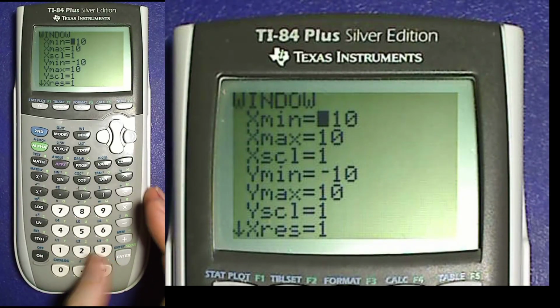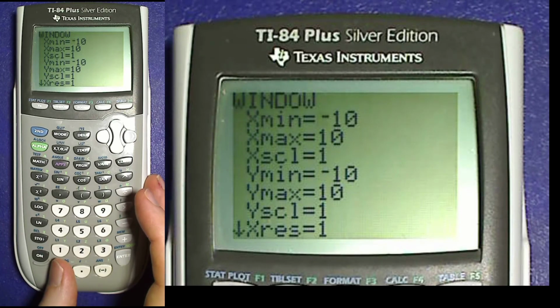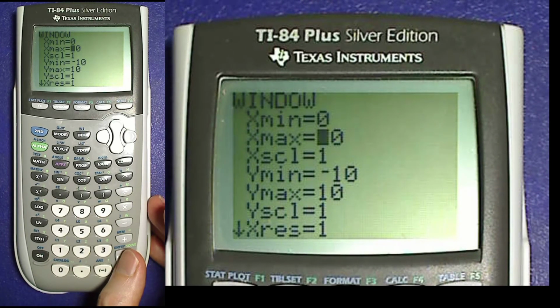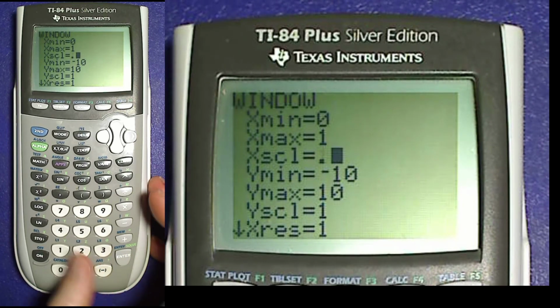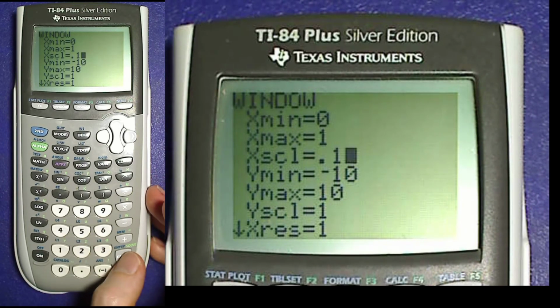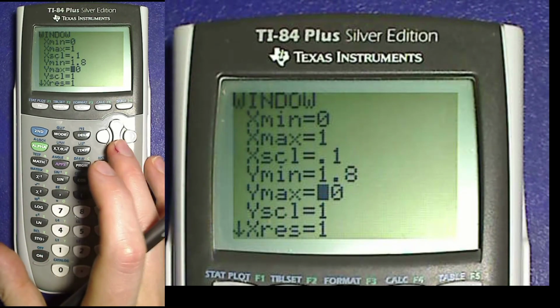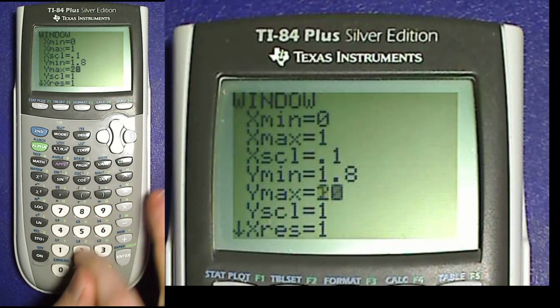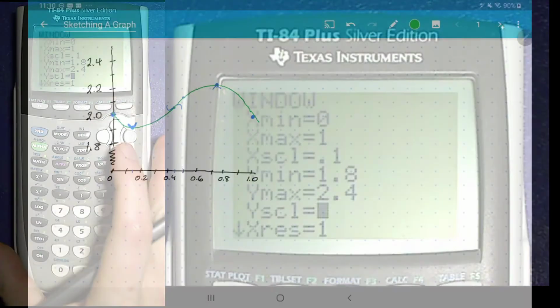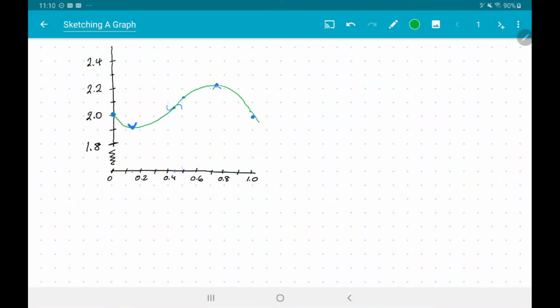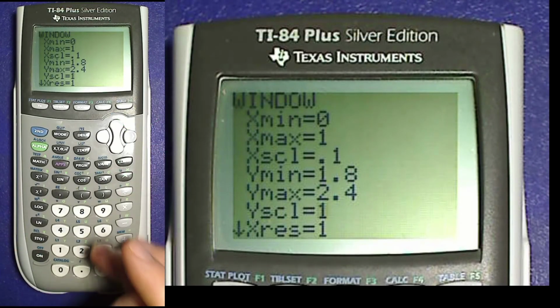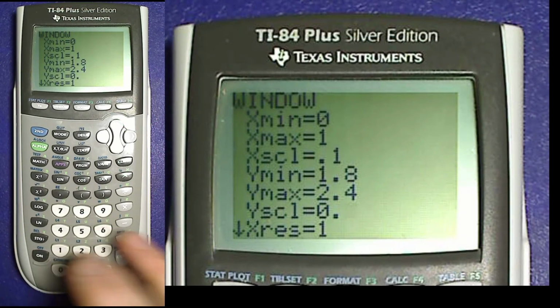Just to check it with the calculator, I'm going to set the plot window to look as much as possible like the graph that I just drew. So I'll set x-min to be 0 and the y-min to be 1. And I'll use 0.1 for the x scale. Remember, that's how often it will draw tick marks. For y-min, I'm going to use 1.8. For y-max, I'll use 2.4. And if you look back at how I used the grid here, the vertical spacing is also tenths. So I'll make this 0.1.